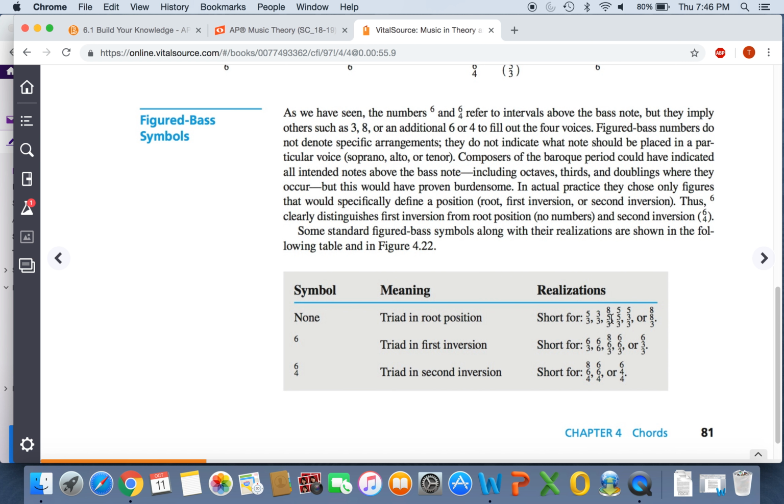This is what it's short for. Don't worry about all that. The 6 means it's first inversion. 6-4 means it's second inversion. This is all you're going to get. Figured bass has no Roman numerals. That's going to be important on Noteflight.